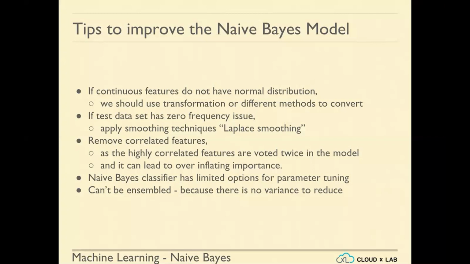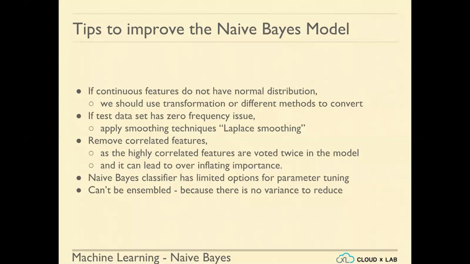Therefore, this is a pretty naive approach, though it works on word frequencies and other techniques, but that has now been replaced with word embeddings and neural networks. Also notice that it does not require too much data, only a basic amount of data is sufficient. If continuous features do not have normal distribution, we should use transformation or different methods to convert. Basically, this is good only in cases where the data is in normal distribution.